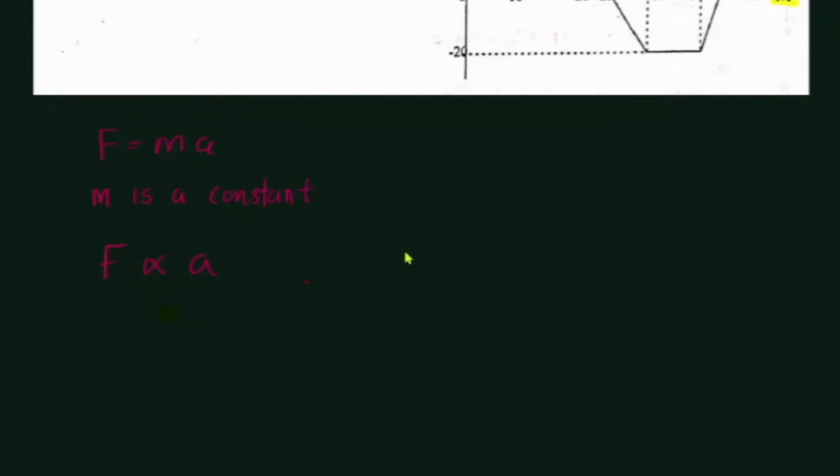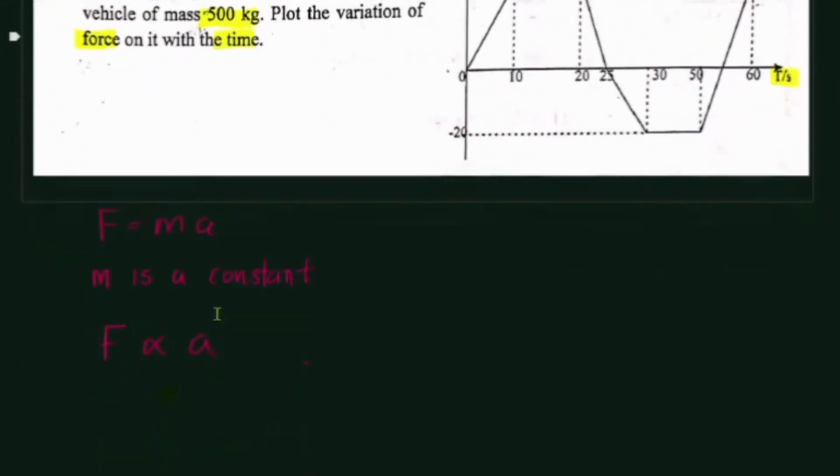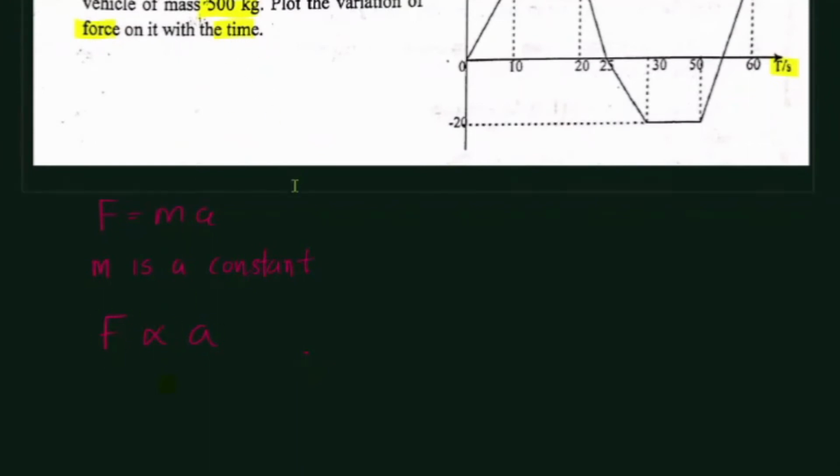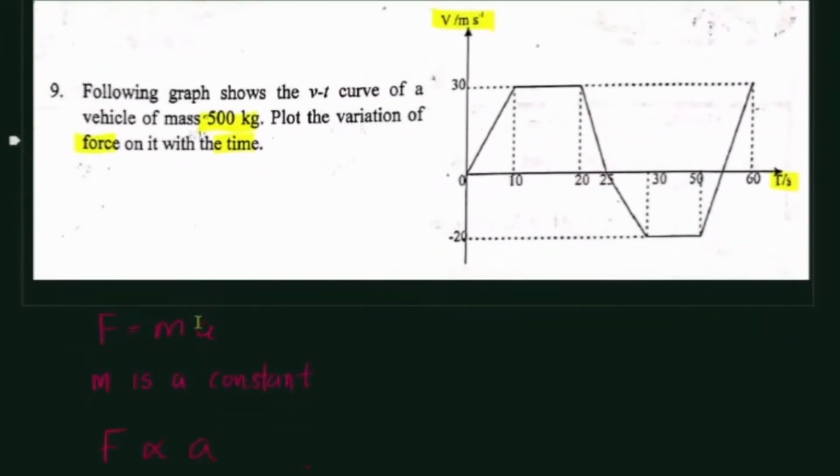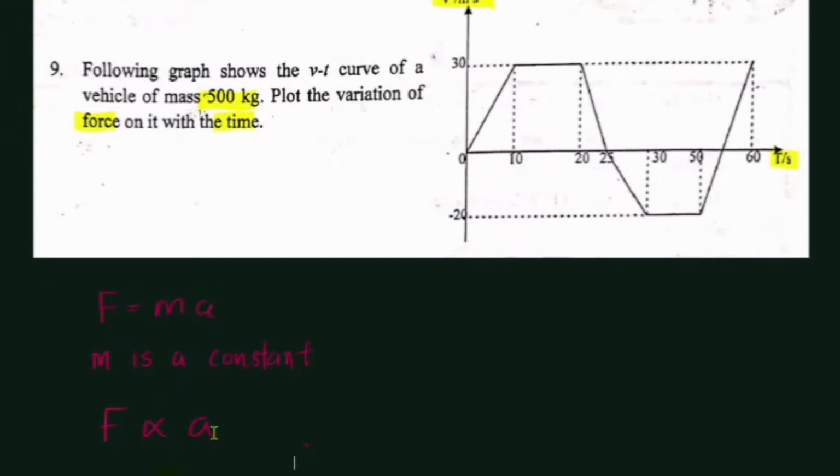So in that case, instead of drawing a force time curve, we can first draw an acceleration time curve, and that acceleration time curve will be proportional to the force time curve. Why? Because the acceleration is directly proportional to the force. Fine, let us draw it. Sorry, not the force time curve, the acceleration time curve.